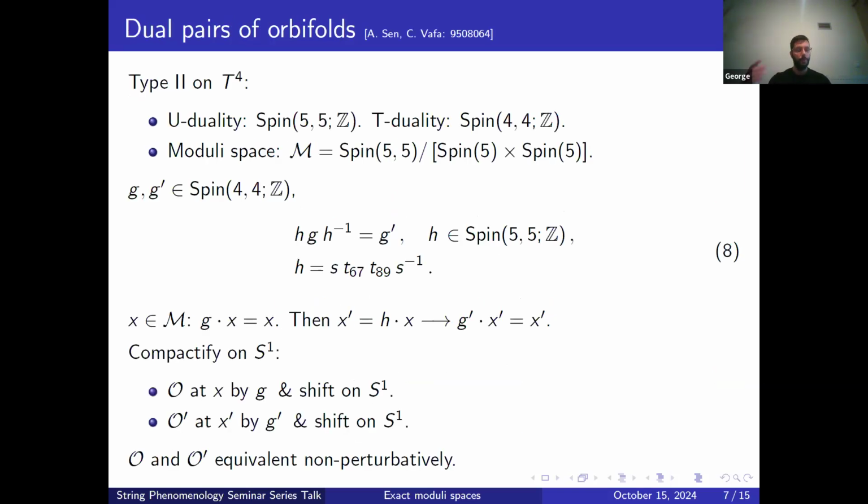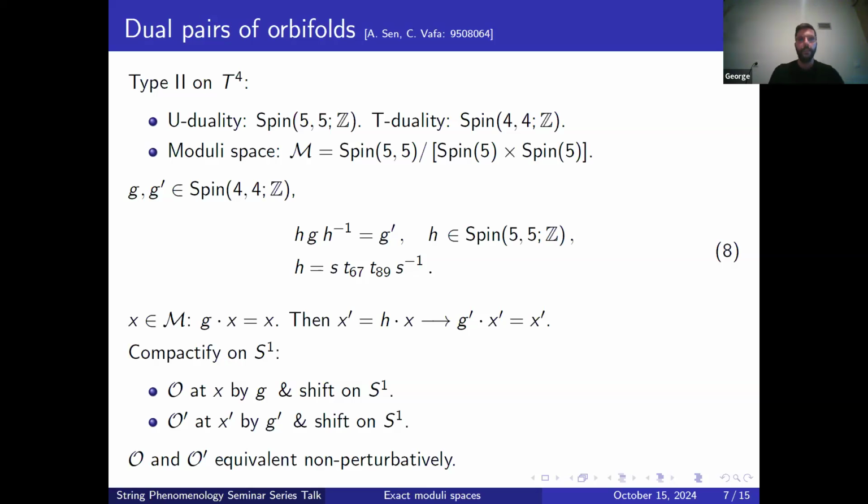So this was a brief review of the freely acting orbifolds. Now let me move on to the construction of dual pairs of orbifolds. This discussion is based on a work by Sen and Vafa. The starting point is type 2 string theory compactified on a 4-torus with U-duality group Spin(5,5), T-duality group Spin(4,4) over the integers, and with moduli space given by the coset Spin(5,5) over Spin(5) times Spin(5).